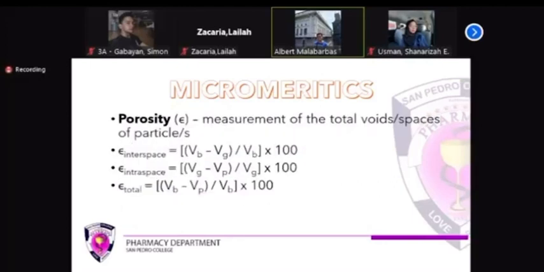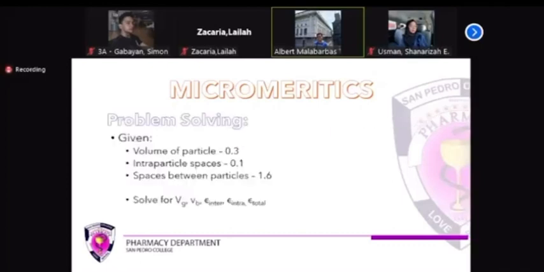Okay, next, we have porosity. Porosity is measured in percentage. That is why when computing porosity, it is always multiplied by 100. Porosity is the measure of the total voids or spaces in the particle. You just study this formula for your upcoming exam for CE2 under pharm. Porosity. Okay?